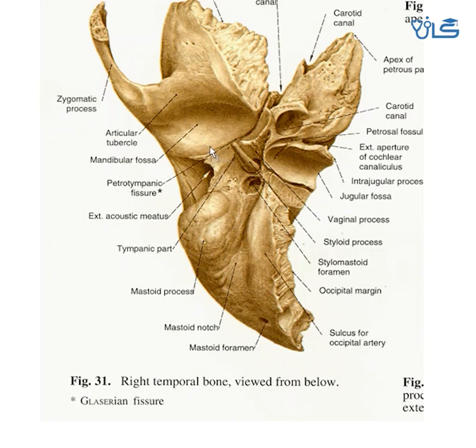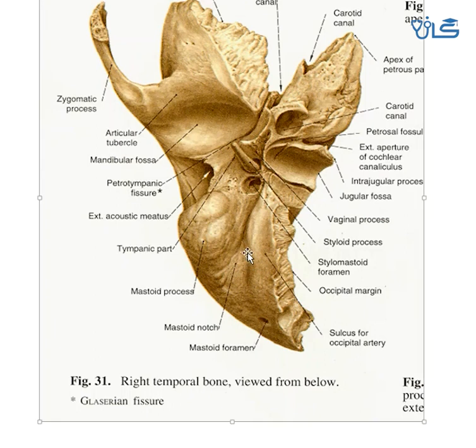In the floor of the mandibular fossa, you can see this fissure that is called the petrotympanic fissure. The medial side of the mastoid process contains the mastoid notch and the occipital groove. The occipital groove, or sulcus for the occipital artery, is medial to the mastoid notch.